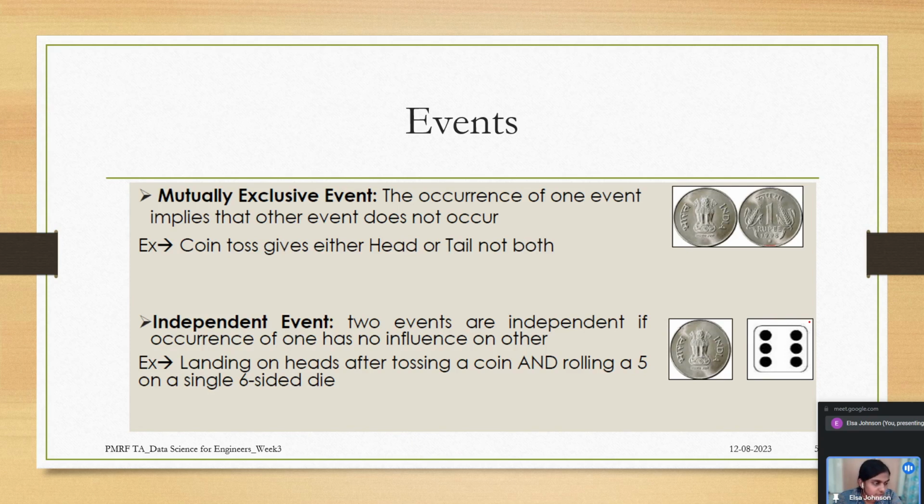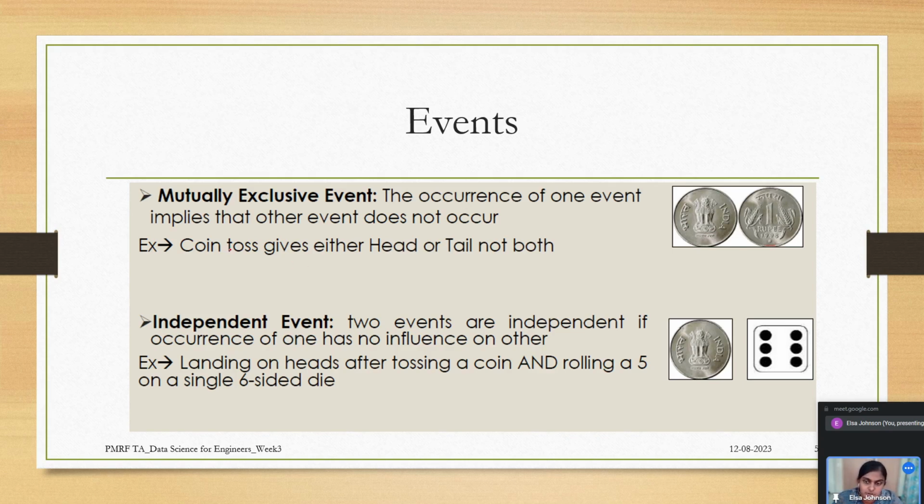Okay, so this is how you will find out the probability. Now we'll move on to the events. These are all the summary of what is being taken in the week 3 sessions. So we'll see the events. Mutually exclusive events: the occurrence of one event implies that the other event does not occur. For example, if you toss a coin, there is either the probability of one head coming up or the probability of one tail coming up. If the head has occurred once, that means the tail won't occur.